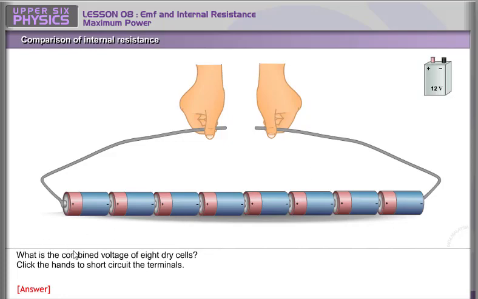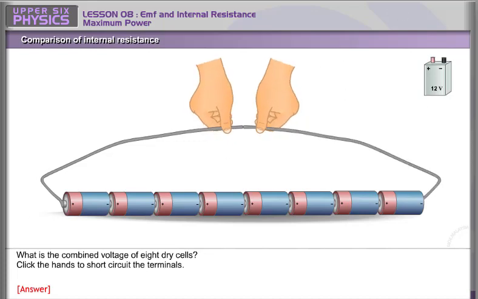Here we can see how effective the internal resistance is. Now what is the combined voltage of 8 dry cells? One dry cell we know is around 1.5, isn't it? So 8 dry cells combined?